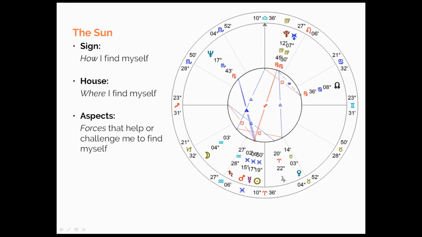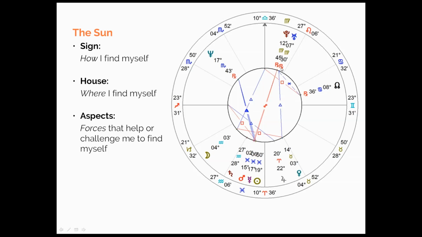So I promised I wouldn't go into a lot about aspects, but it's pretty obvious from looking at this clump here that the sun is close to Mercury and Mars. So Mercury and Mars both represent forces that probably help him find himself because they're so close to the sun. So through developing his mental faculties, learning to communicate well, and learning to defend himself, very importantly. These are all things that have contributed to his understanding of who he is, and these are qualities in himself that he identifies with.